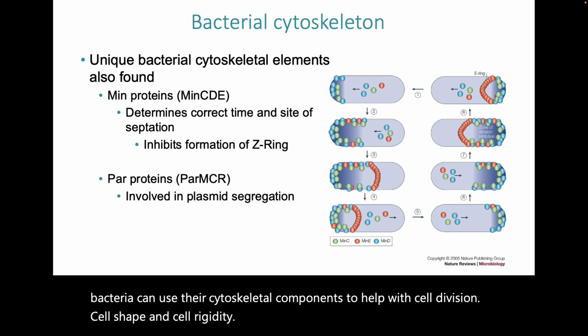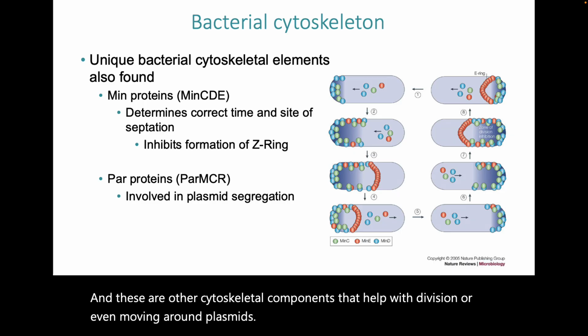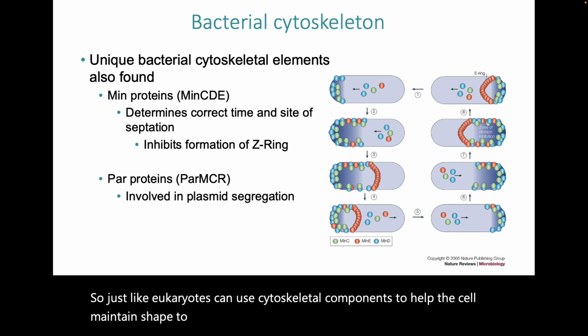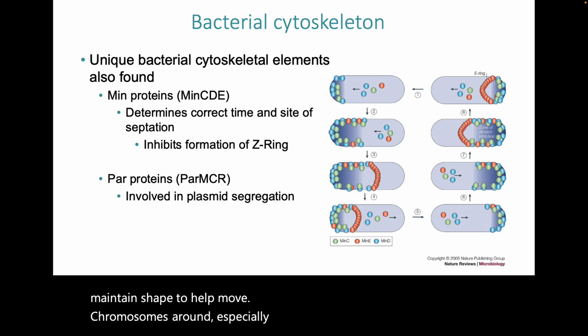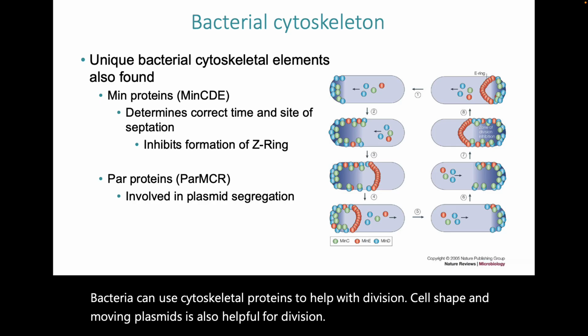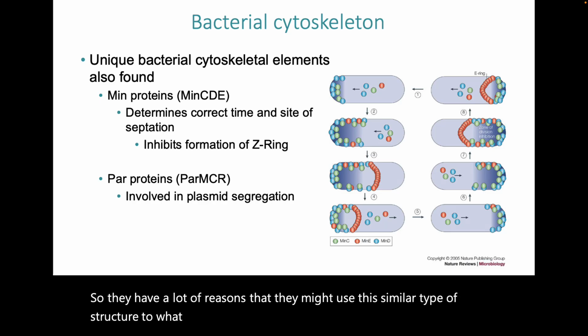And these are other cytoskeletal components that help with division or even moving around plasmids. So just like eukaryotes can use cytoskeletal components to help the cell maintain shape, to help move chromosomes around, especially during mitosis, bacteria can use cytoskeletal proteins to help with division, cell shape, and moving plasmids is also helpful for division. So they have a lot of reasons that they might use this similar type of structure to what we see in eukaryotes. But not every bacteria does it. Not every bacteria has all of these.